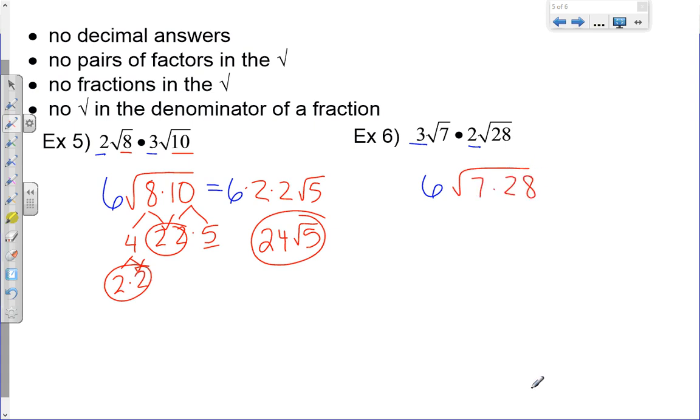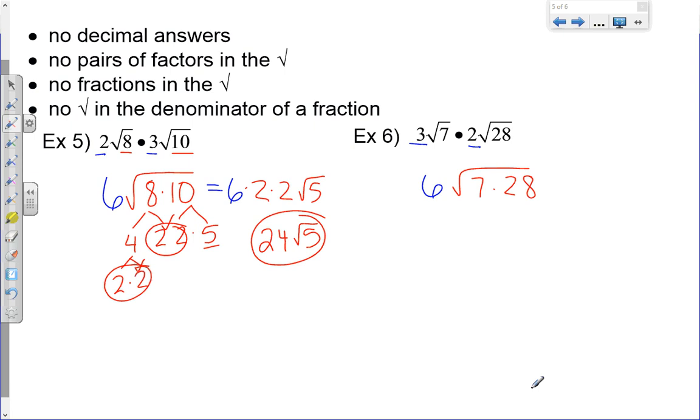I can't do that in my head. I could have done 8 times 10 pretty easy in my head. I can't do 7 times 28 in my head. I'm going to get something like, I really don't even know, 196 I think is what it is. I don't want to get 196 because then I have to think about what divides into 196. I'm going to leave it as 7 times 28.